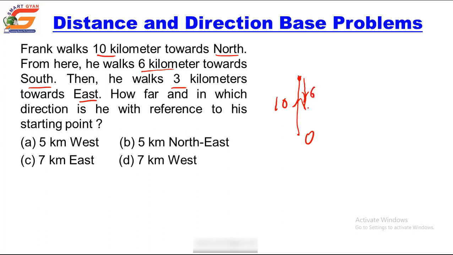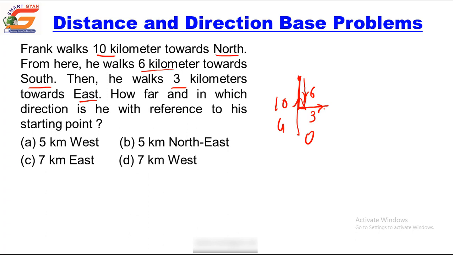Then after reaching this point, once again he moved in the same line downward. I have drawn a separate line just to differentiate. Then after reaching this point, he moved 3 kilometers towards east, that is 3 kilometers. So from the top to this middle point is 6 kilometers, total 10 kilometers, means this is 4 kilometers, 4, and this side is 3.